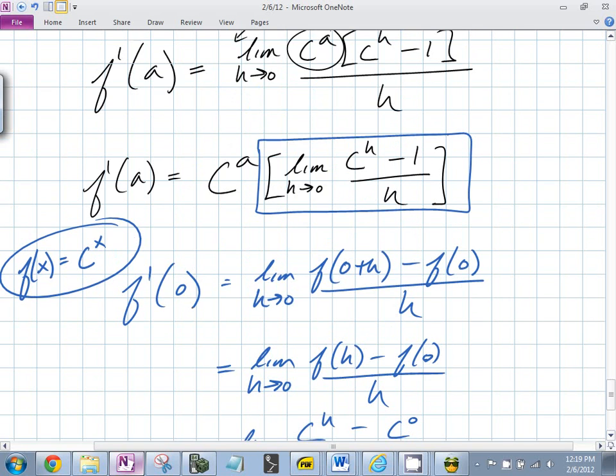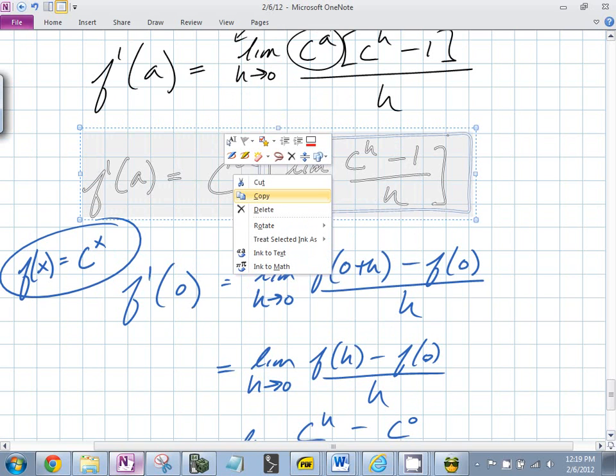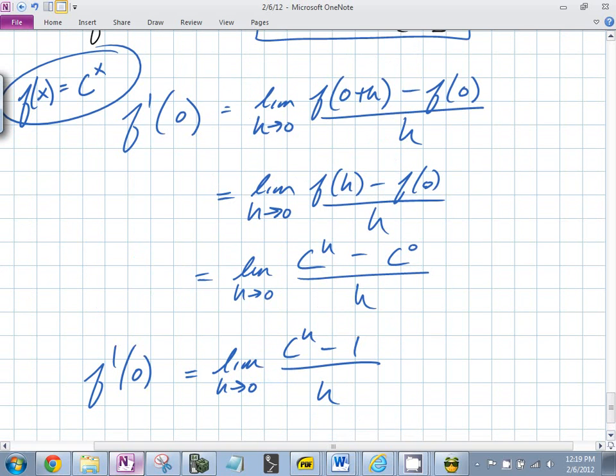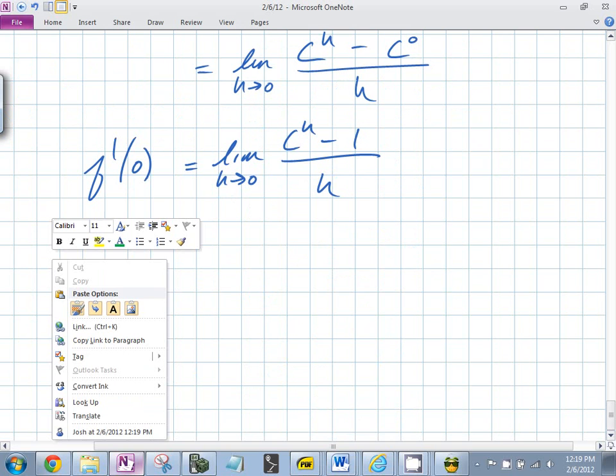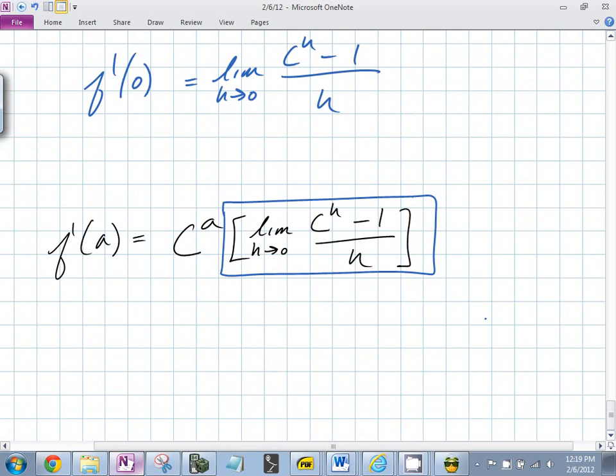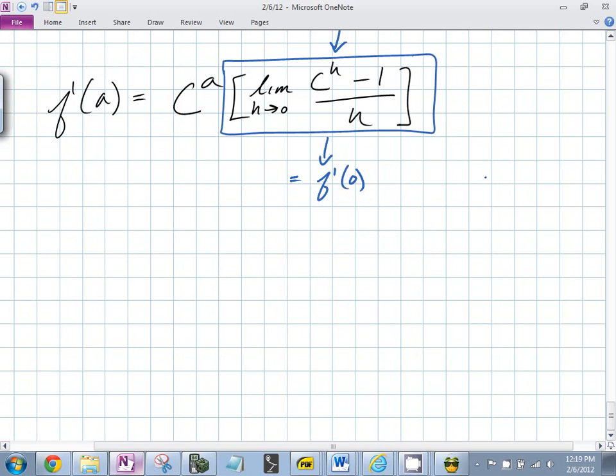What is this? Do you see it? It's right there. Everybody sees that? This thing right here is equal to what? F prime at 0. So this is the key realization here. Ready? I'm going to write this again one more time. If f of x is equal to c to the x, then f prime of a is equal to c to the a times what?